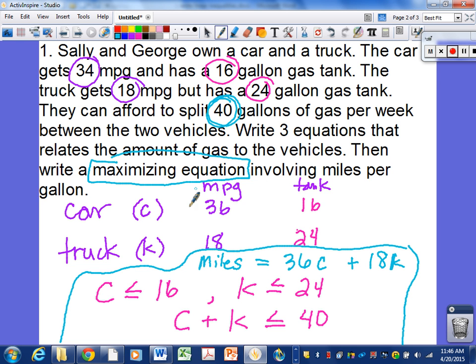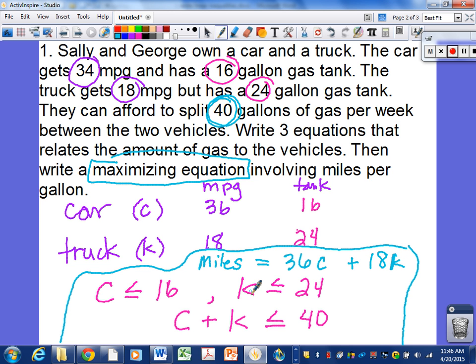Okay, so like I said, you might want to relate a miles per gallon thing. These are going to be adding up. You're going to want to add them up to something, right? You're thinking linear equations, they have to add up to something. Well, they do add up, but that's what you want to maximize. You want the most miles for every gallon. So we take 36 times however many gallons you put in your car, plus 18 times however many gallons you put in your truck. And that will give you the farthest you can drive.